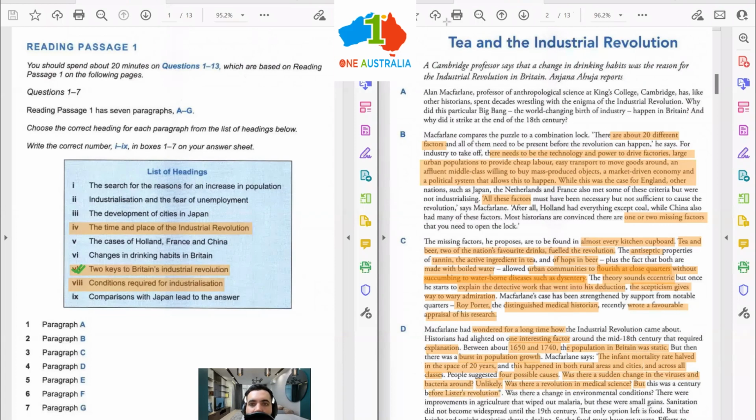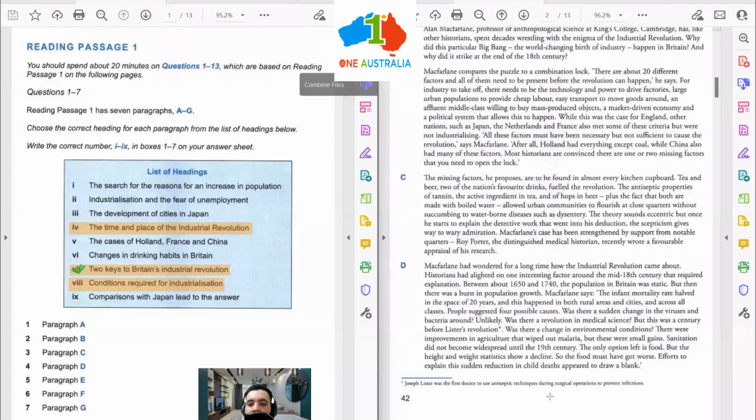What is Lister's revolution, guys? Let me highlight it for you. If I remove everything here and very quickly show you what is Lister's revolution, I need to scroll it up. So as you can see here, they're saying Joseph Lister was the first doctor to use antiseptic techniques during surgical operations to prevent infections. So they're saying that this decrease in rate happened 100 years before this person arrived on the scene, right? So it means there was no change in medical science. The only change which is going to happen in medical science will happen 100 years later from this incident, right? Was there a change in environmental conditions? So next they're asking, was there any change in the environmental conditions? They're saying it here. There were improvements in agriculture that wiped out malaria.